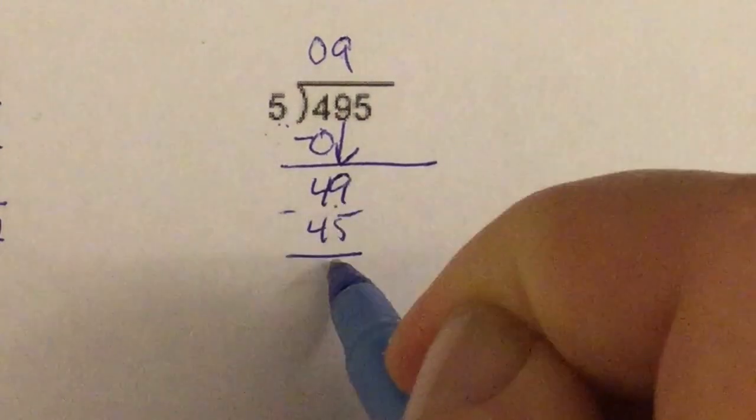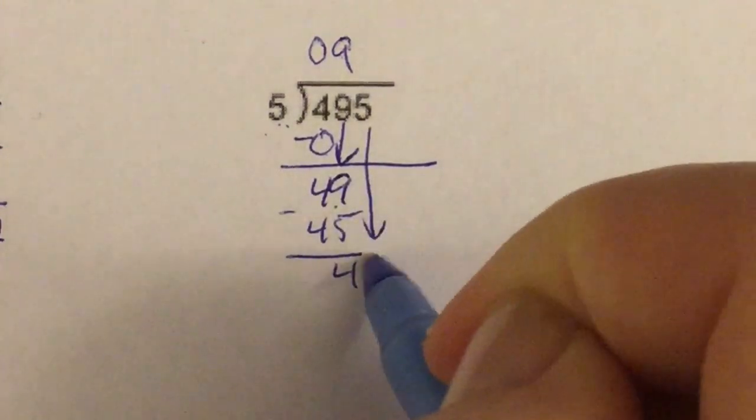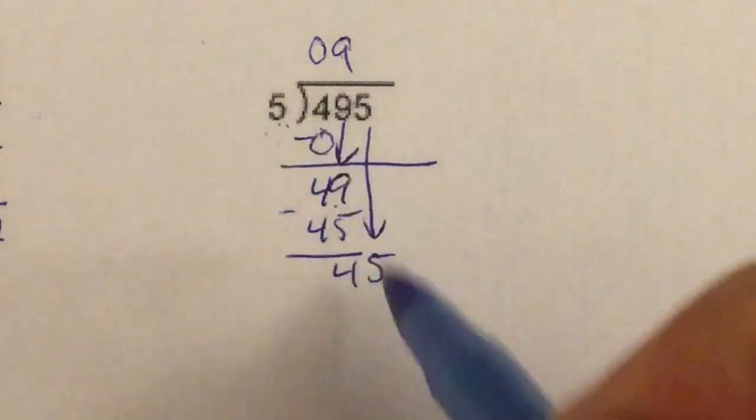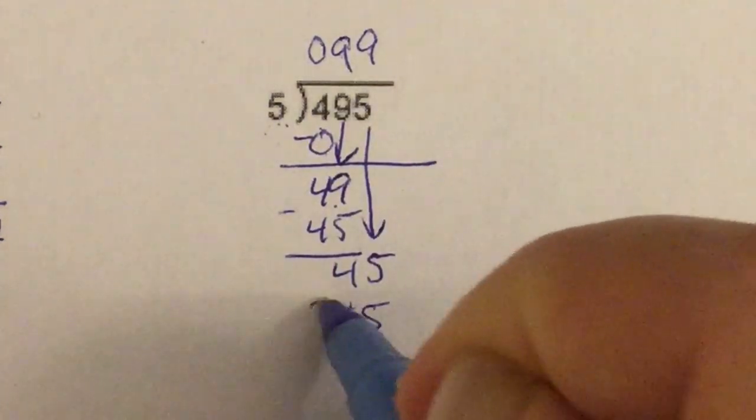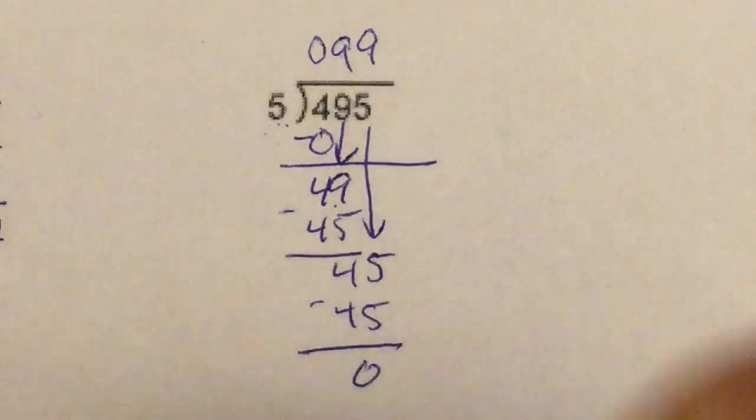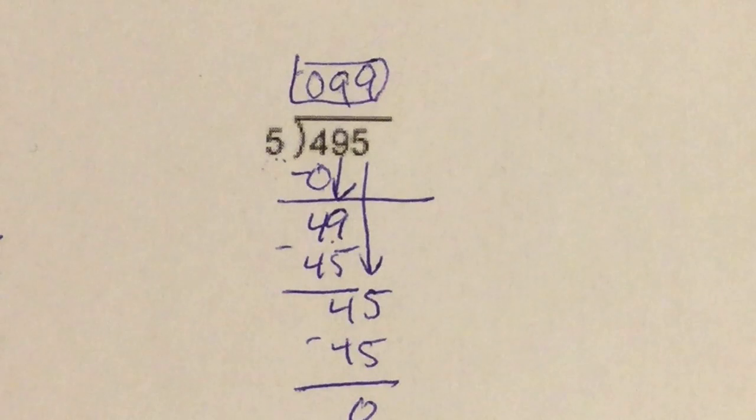Again, subtract and bring down. Last time, 5 goes into 45 9 times. 9 times 5 is 45. Subtract, nothing's left, and nothing's there to bring down, so we're done. 5 goes into 495 99 times.